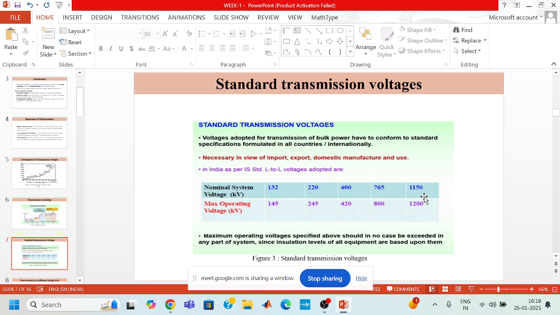Why are we choosing the maximum operating voltage? Because the insulation levels of equipment are based upon the maximum operating voltage, and if we go beyond it, insulation failures occur in the equipment or any part of the system, so the equipment will not be able to perform proper operation.